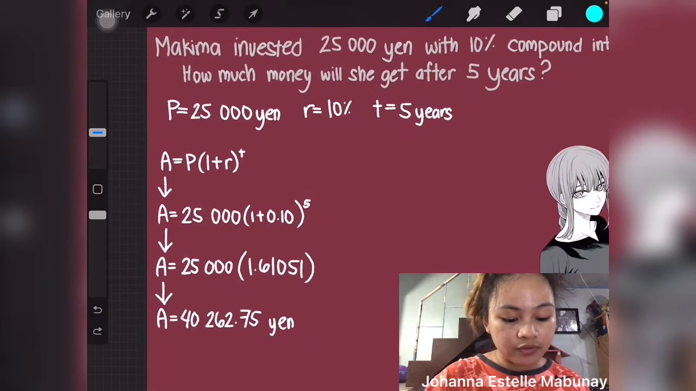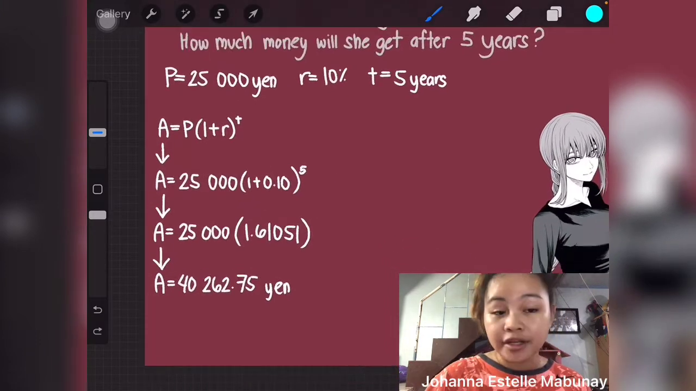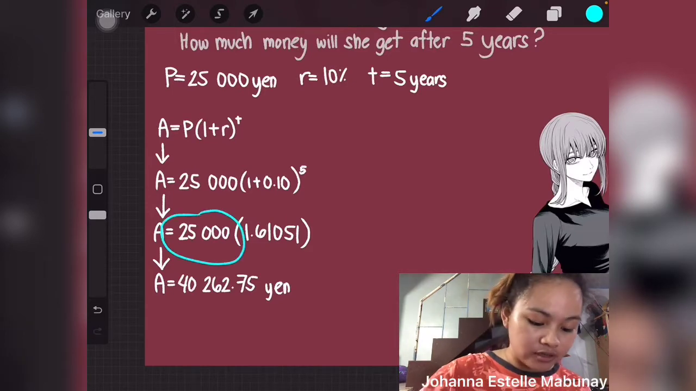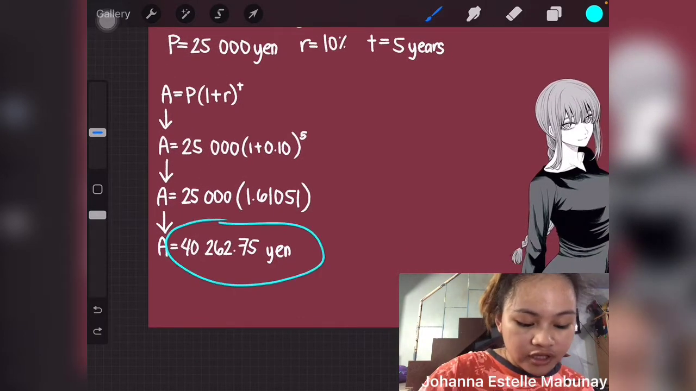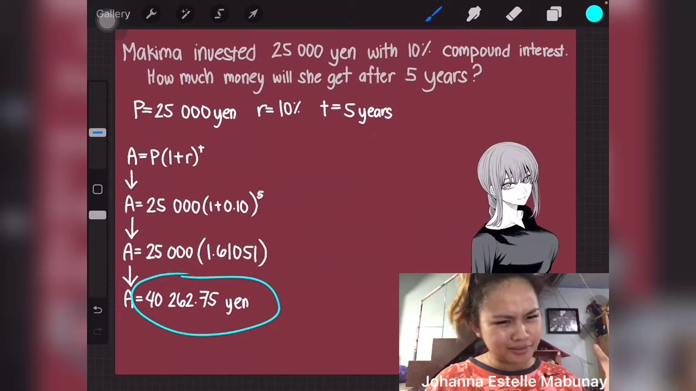This is what we got. We're going to add both of these first, and then we're going to do that. And the answer is 1.61051. We're going to multiply that to 25,000. So the answer is 40,262.75 yen.